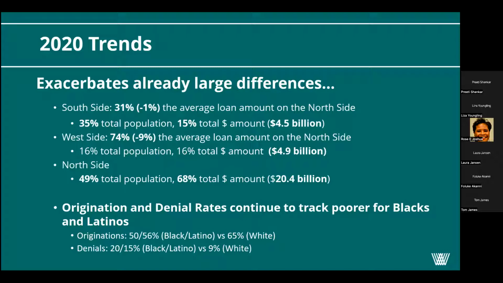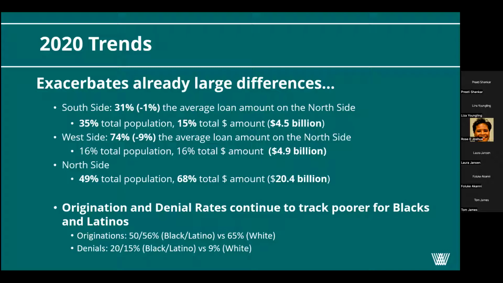it is relative to the city, and then how much of the total dollar amount of lending they received in 2020. And you'll see that on the south side, that share of loan amount is way lower than their share of the total population. And on the north side, that share is way higher. And then again, more of the same disparity in originations and denial rates.